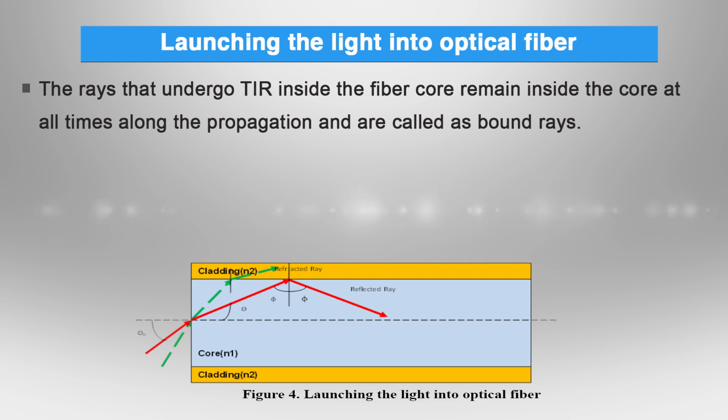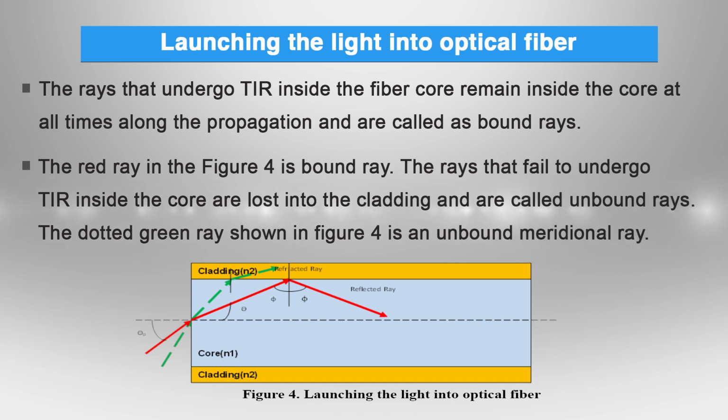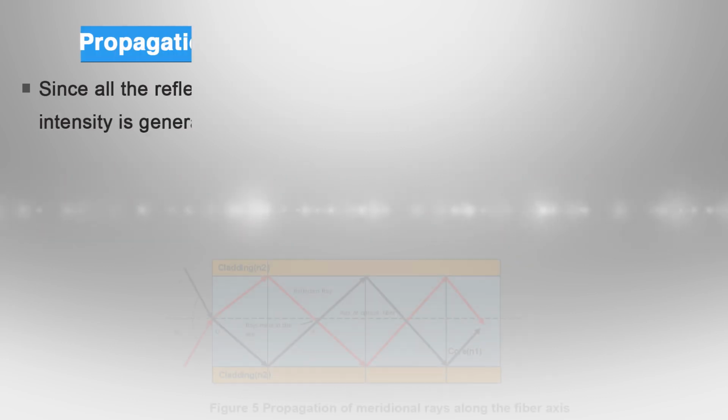The rays that undergo total internal reflection inside the fiber core remain inside the core at all times along the propagation and are called bound rays. The red ray in the figure is the bound ray. The rays that fail to undergo total internal reflection inside the core are lost into the cladding and are called unbound rays. The dotted green ray shown in the figure is an unbound ray.